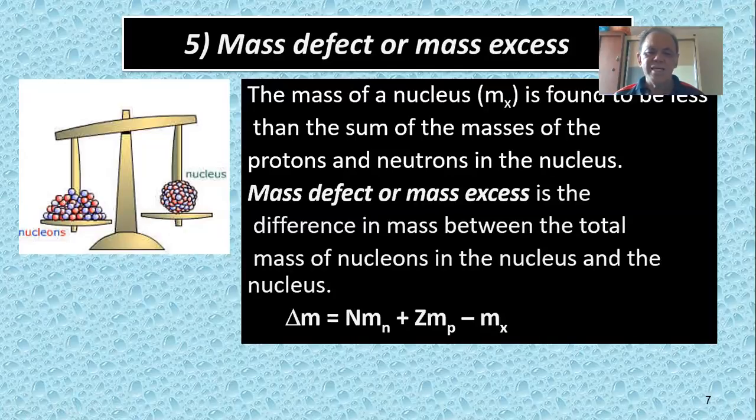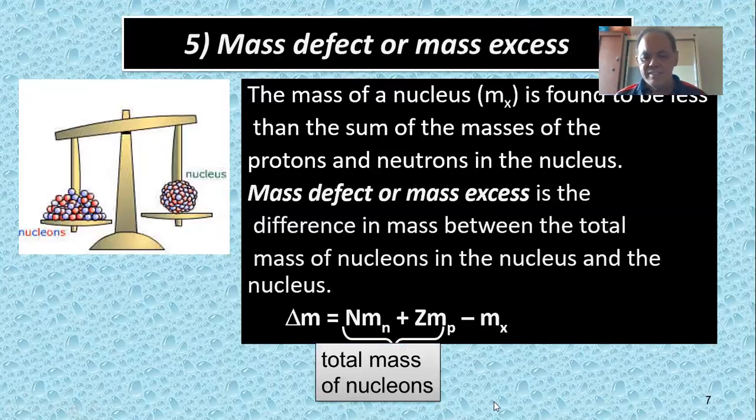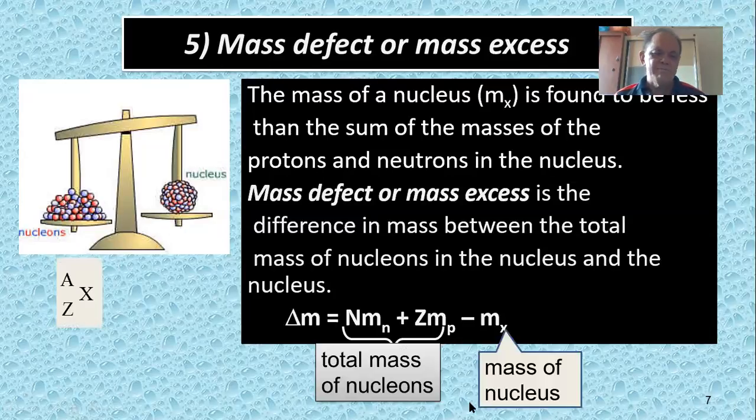We usually like to write this as a mathematical equation, as it's easier to understand. It tells you the number of neutrons, A minus Z, times the mass of a neutron, plus the number of protons, Z, times the mass of a proton, minus the mass of the nucleus. That is the mass defect. The first part is the total mass of nucleons, and the last is the mass of the nucleus. A is the nucleon number, and Z is the proton number, the number of positive charges in the nucleus.